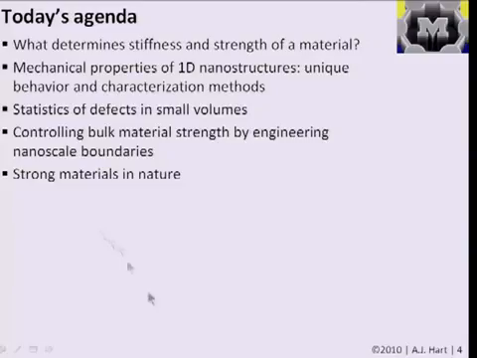And we'll talk a bit about other approaches to controlling strength of bulk materials by engineering them at the nanoscale, and we'll cover an example of how nature in some ways nanostructures materials to make them strong.